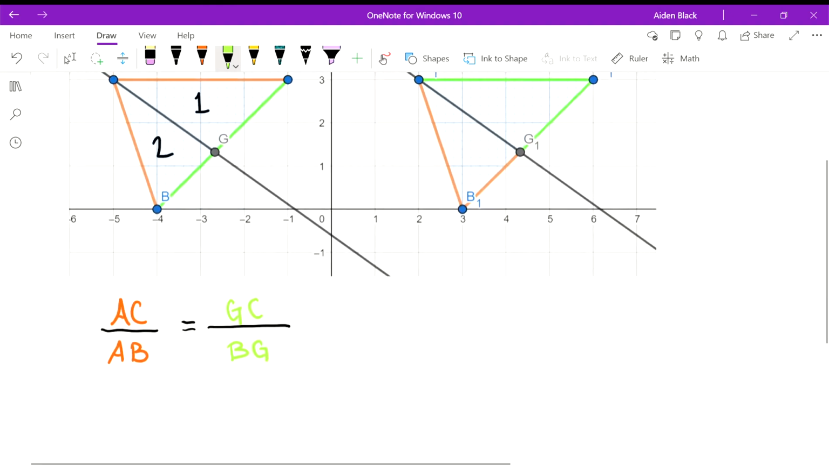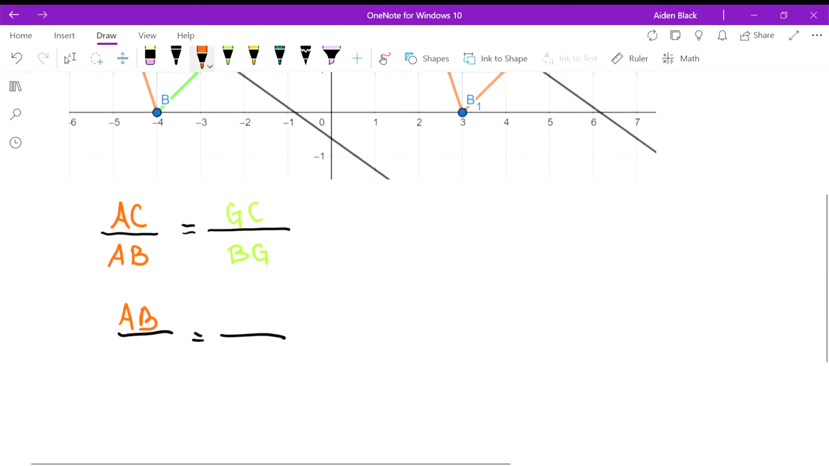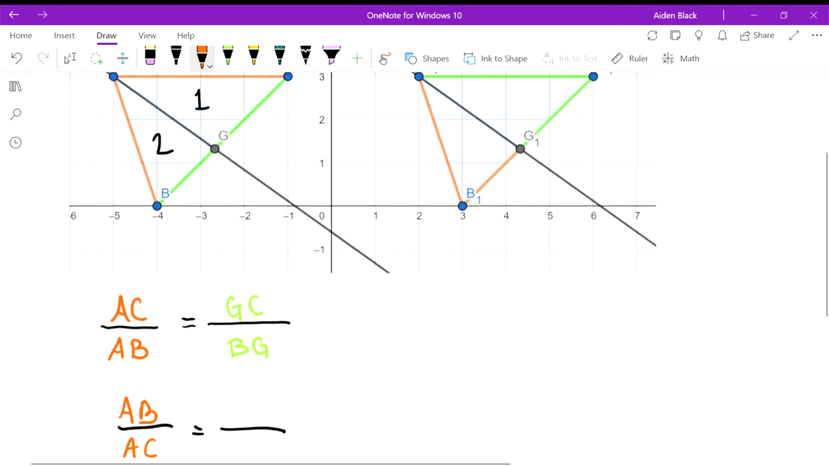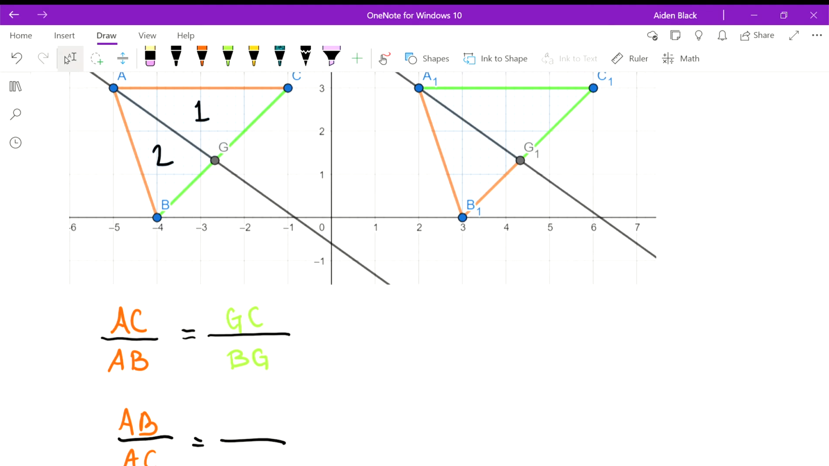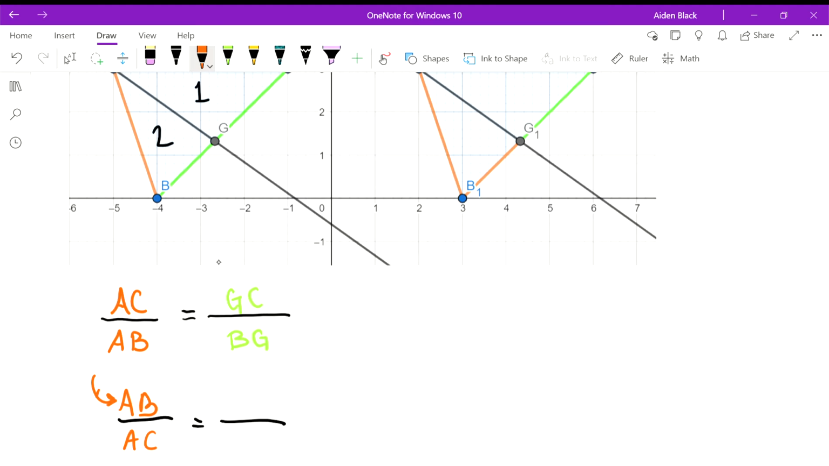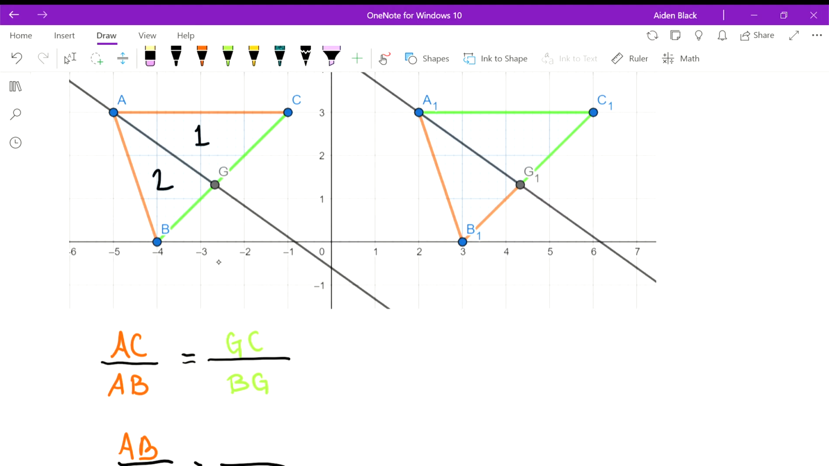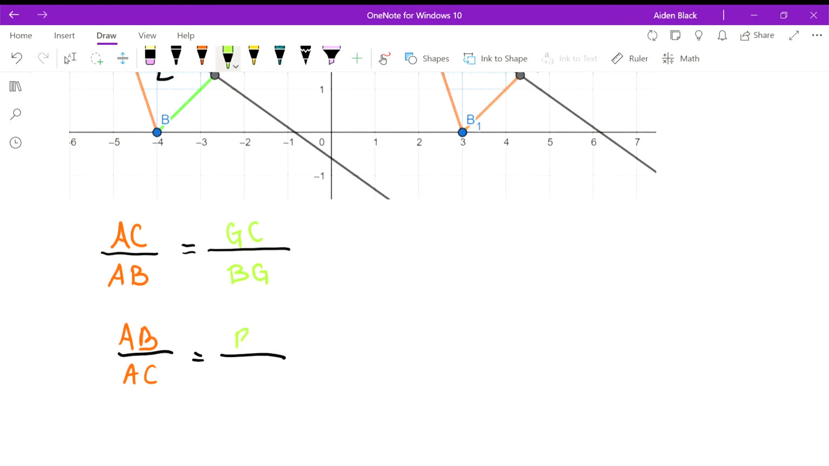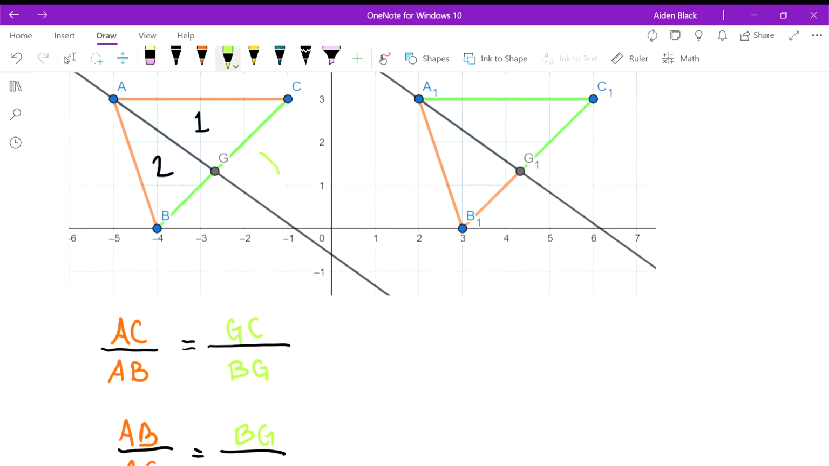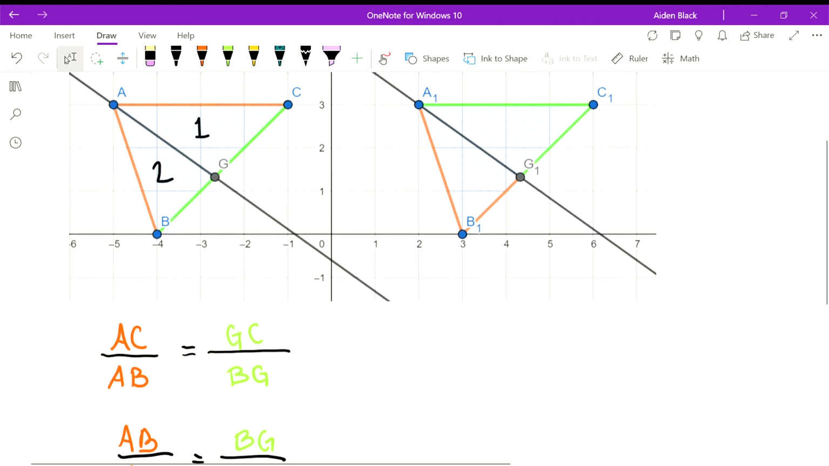Now, you can also write it like this, the reciprocal of each one, so AB divided by, and I'll write this out, AC. So in this case, we're using the second triangle for our first side length, and then the first triangle for our denominator. So we have to do the same thing with our second ratio. So if we used AB for the numerator, we use BG for the numerator, right? Because they're both from the second triangle. So BG divided by the short side of the first triangle, so GC.